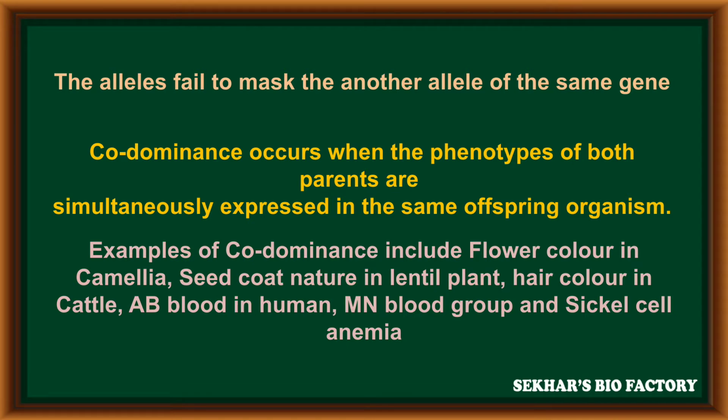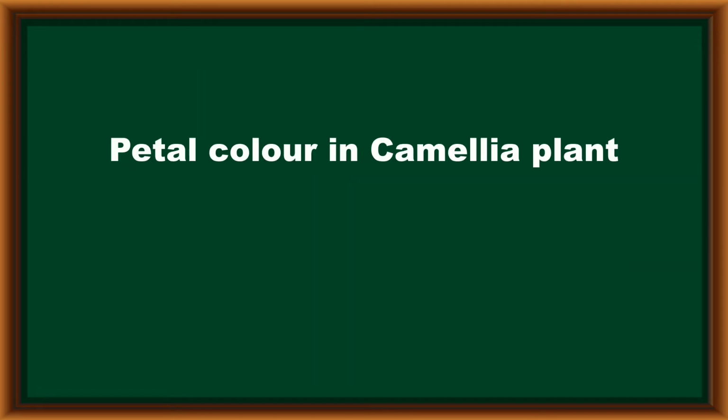Some important examples for codominance. The first example is flower color in Camellia plant, seed coat nature in lentil plant, hair color in cattle, AB blood group in human, MN blood group along with sickle cell anemia. These are the examples for codominance concept. Let us discuss the first example, that is petal color in Camellia plant.